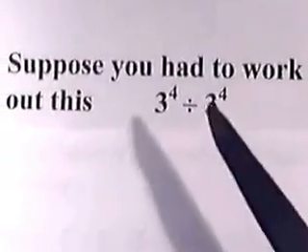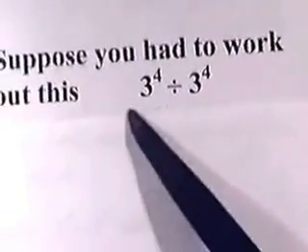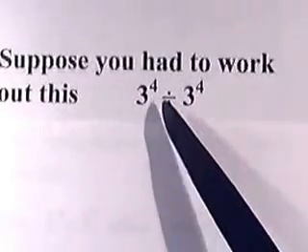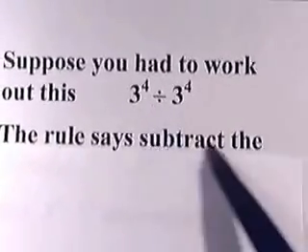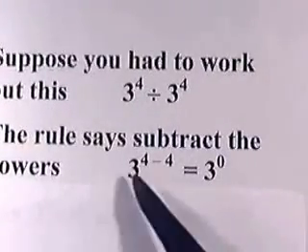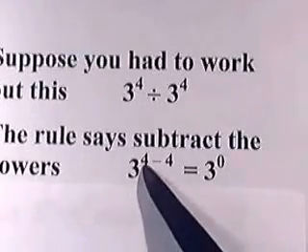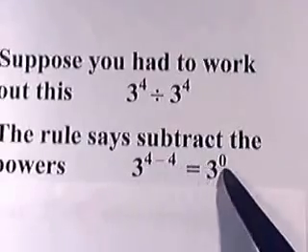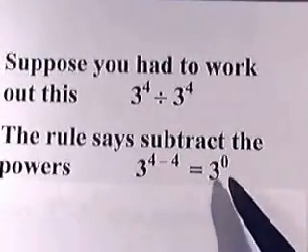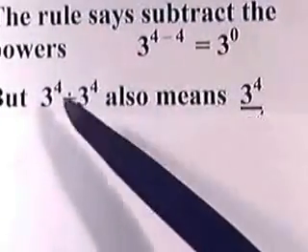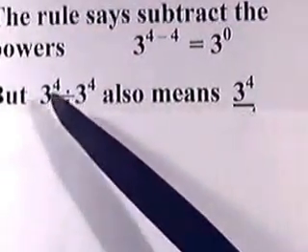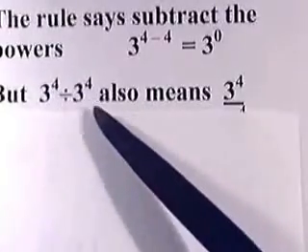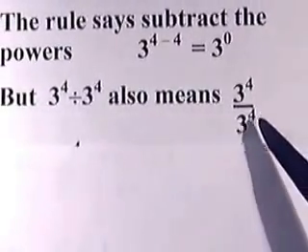Let's suppose you had to work out this number: 3 to the power of 4 divided by 3 to the power of 4. Well, the rule says you subtract the powers, and we do exactly that. 3 to the power of 4 take away 4, and those two 4s taken away give 0. Well, what on earth does that mean? Well, let's look at what this also means. 3 to the power of 4 divided by 3 to the power of 4 also means this.